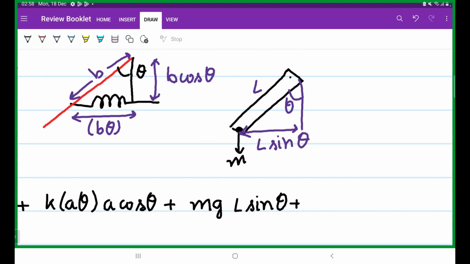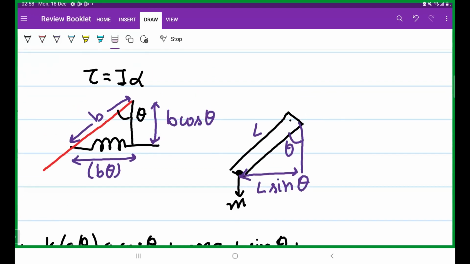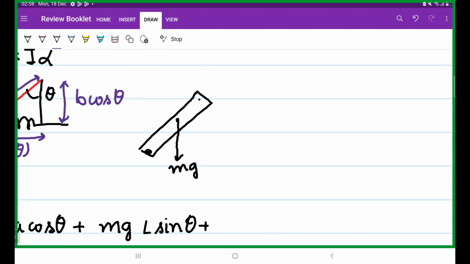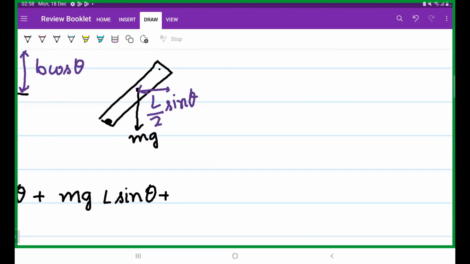Now there is also a force which is acting because of the mass of the rod, right? Because of this mg, for this, the perpendicular component of length will be this amount, this much length, and that length will be L by 2 sine theta. So this will be mg L by 2 sine theta.